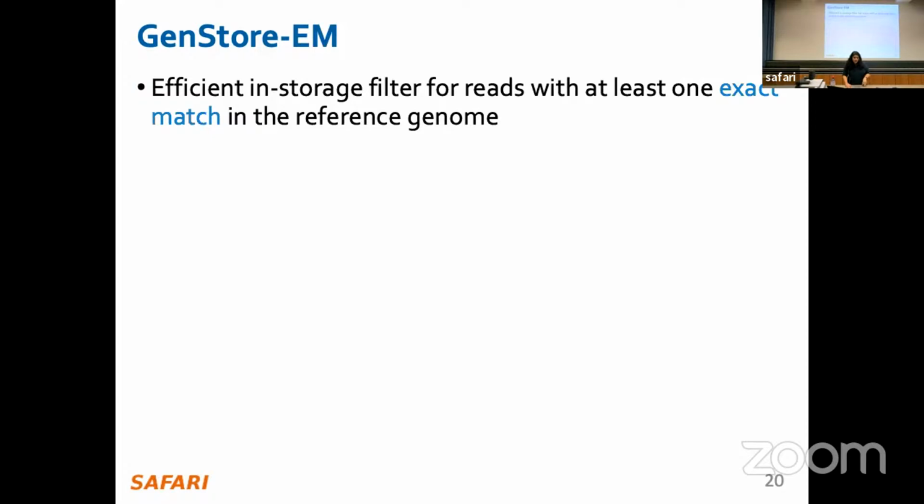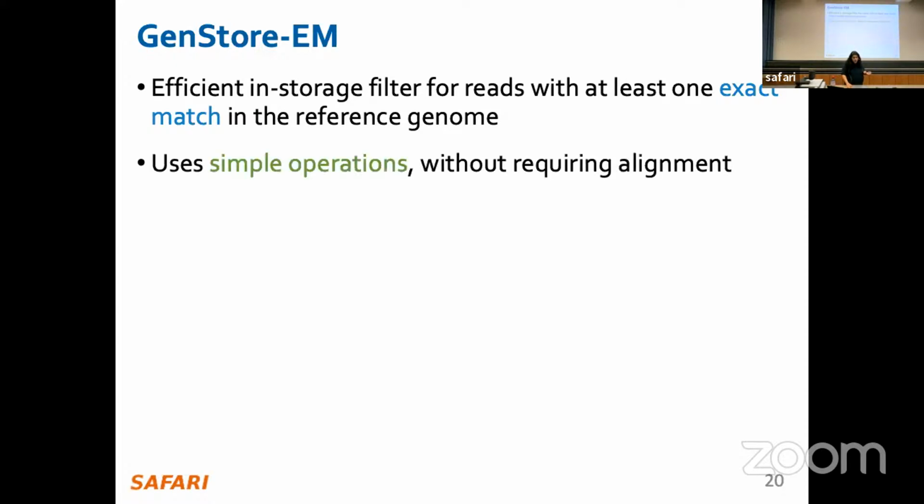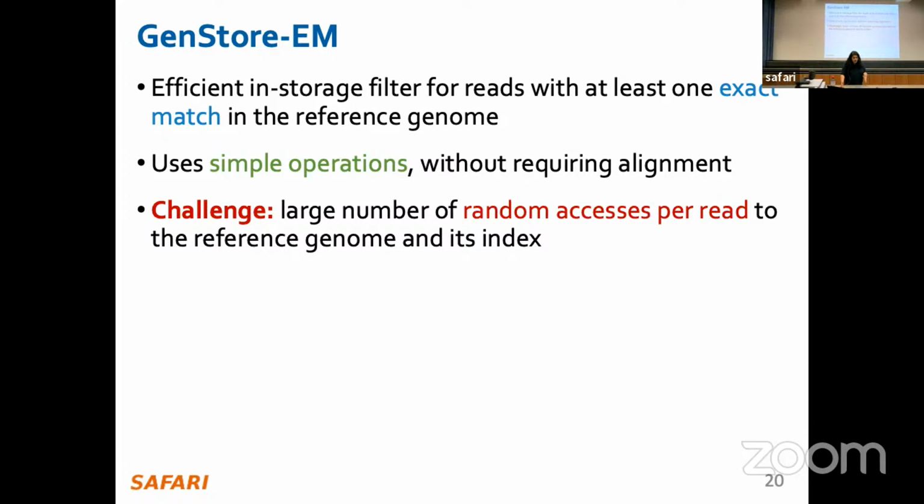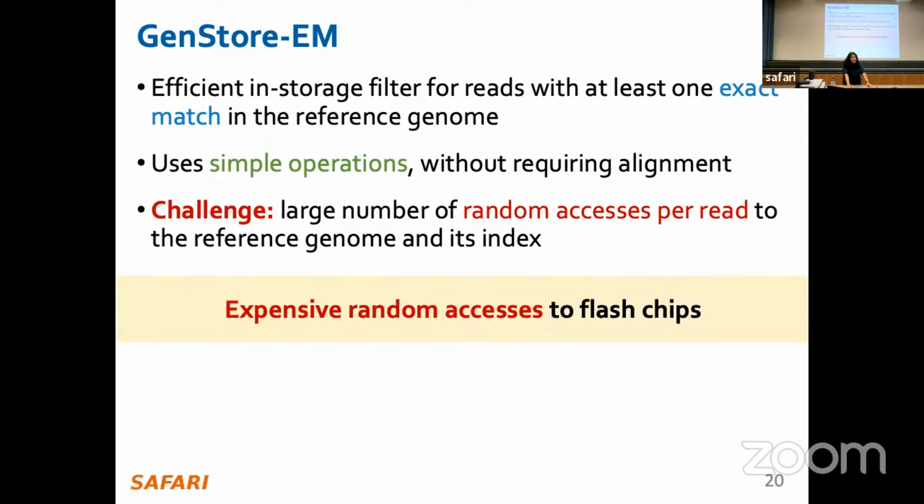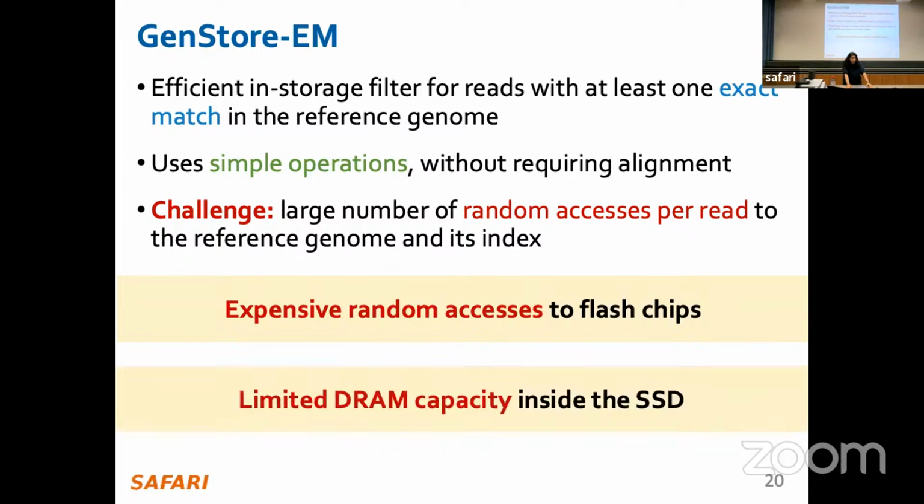GenStore EM accelerates read mapping by using an efficient in-storage filter to filter reads that have at least one exactly matching location in the reference genome, using simple operations without requiring alignment. But the key challenge here is the large number of random accesses per read to the reference genome and its index. If you remember, we have this index, and for each read we have several k-mers, and then we need to look at random places in this index, and later go check the reference genome at random places. Having these random accesses to large data structures is very challenging inside the SSD, because random accesses to flash chips are expensive, and we have limited DRAM capacity inside the SSD.